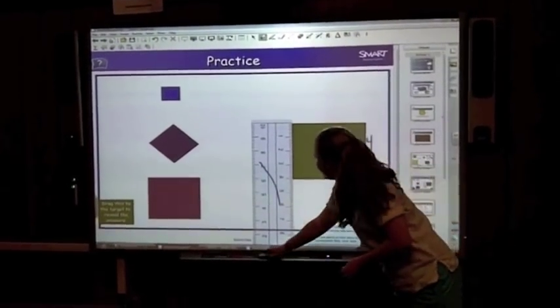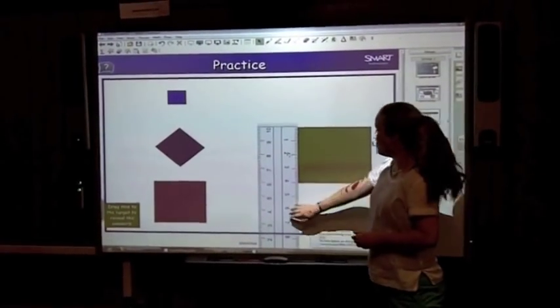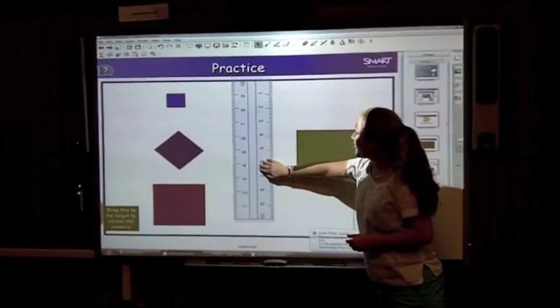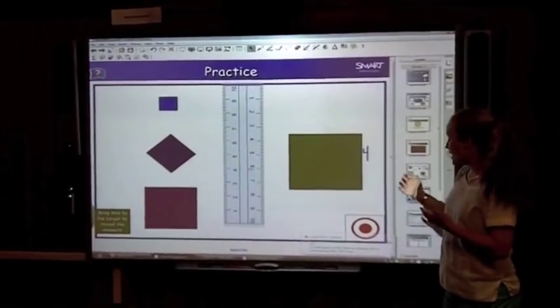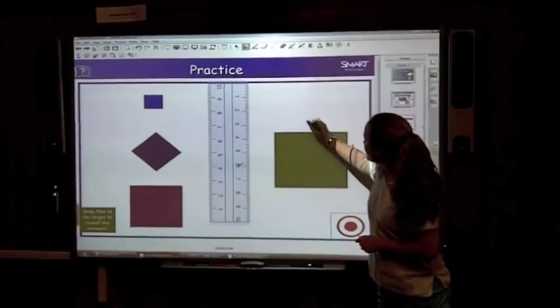Ooh, sorry. You have to be sure to put your pens down when you want to move your ruler. And we know that we're looking at squares, so whatever the height is, the base should be the same thing. So the base is also 4.